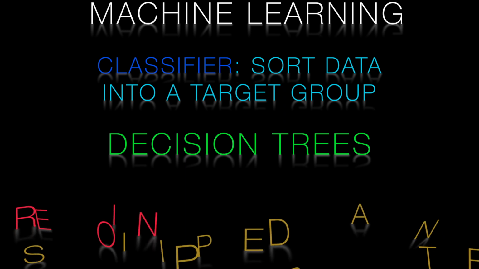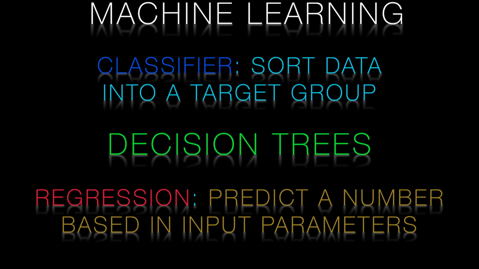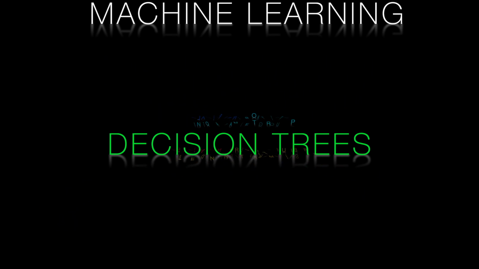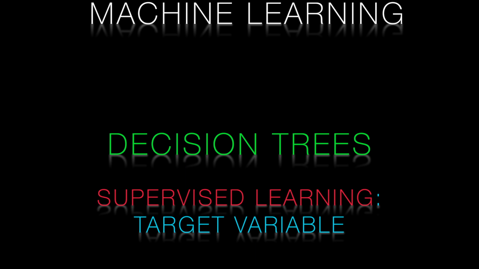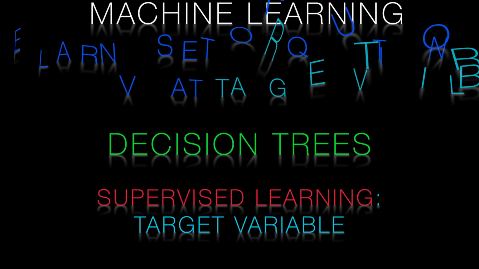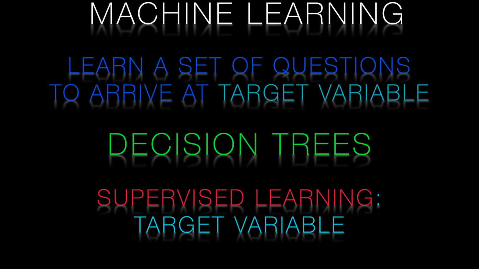But they can also be used for regression tasks, where we want to predict an output number from an array of input parameters. Decision trees are an example of a supervised learning algorithm. We train them with some data that includes a target variable, whether a borrower defaulted or not. The decision tree learns to ask a series of binary yes-no questions on the rest of the training data that allow it to arrive at the correct classification.